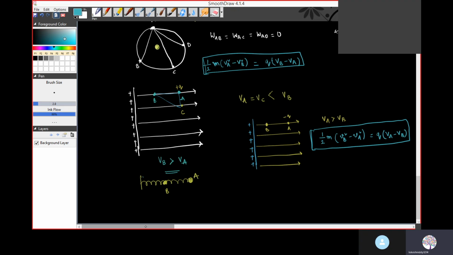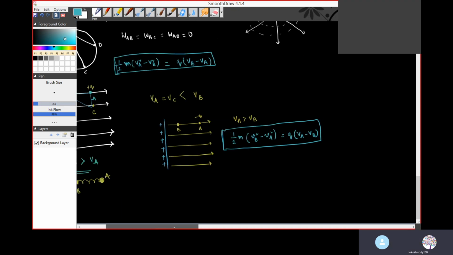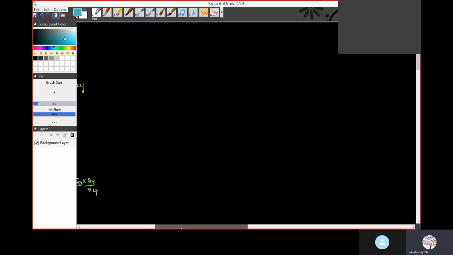Right? Understood these concepts? Okay. Then the relation between electric field and potential.